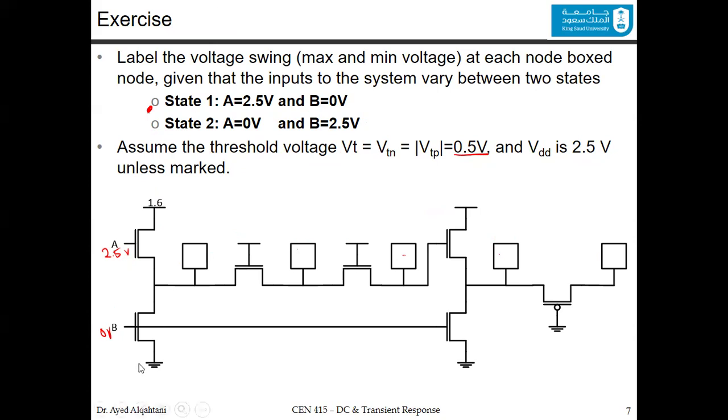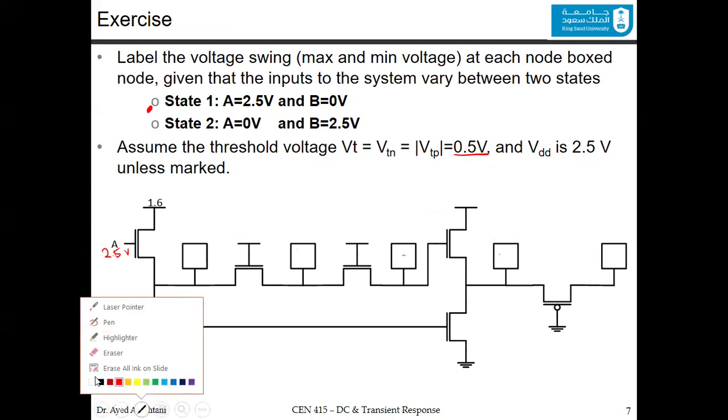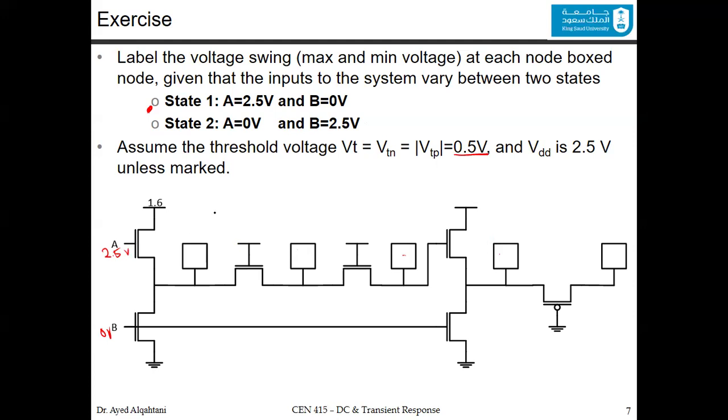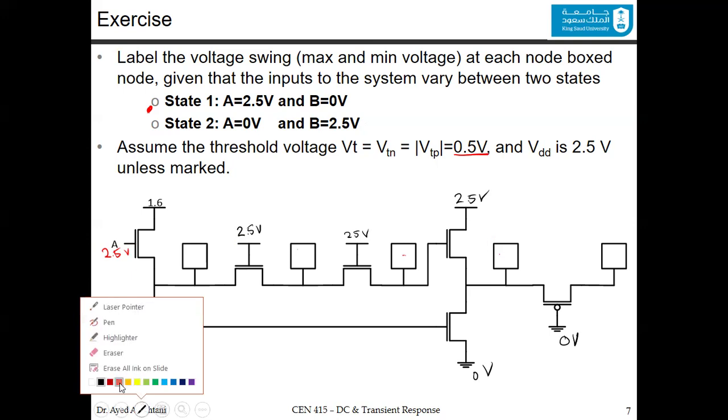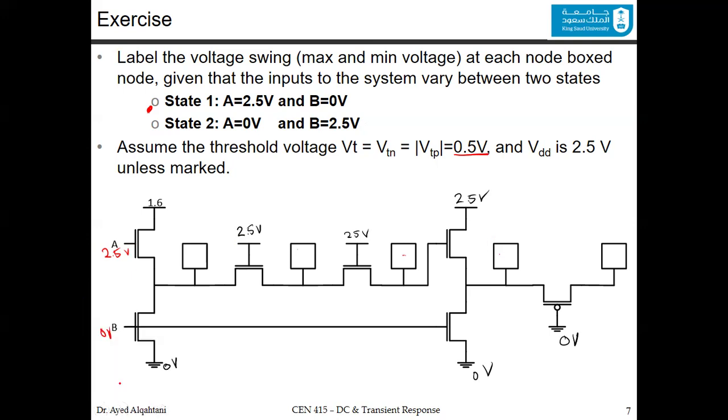So let me write it in another color. Say it's black, so this is 2.5 volts. If you see this symbol, you know that this is the VDD, 2.5 volts. And here you have 0 volts, which is the ground, similarly here and here. Now, let's go back again, and we keep calculating.